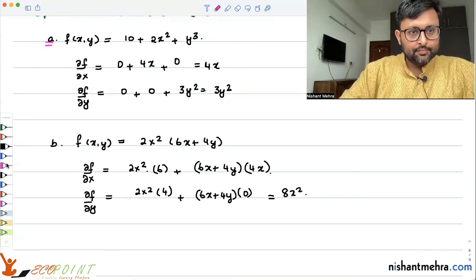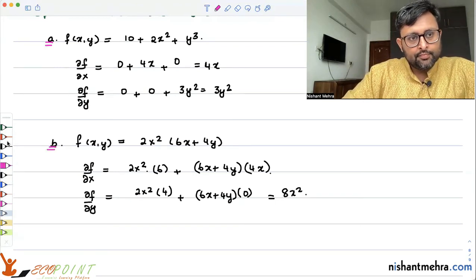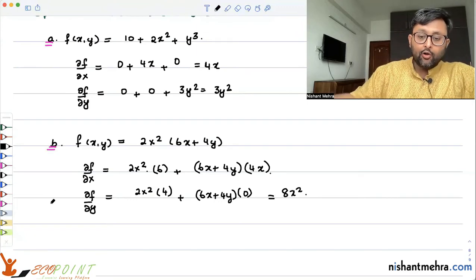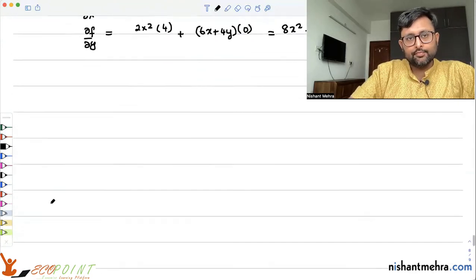Then you have the second order partial derivatives.